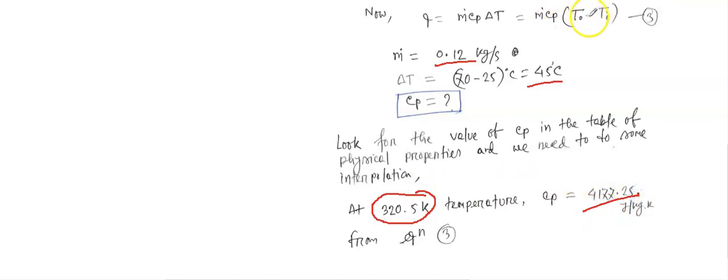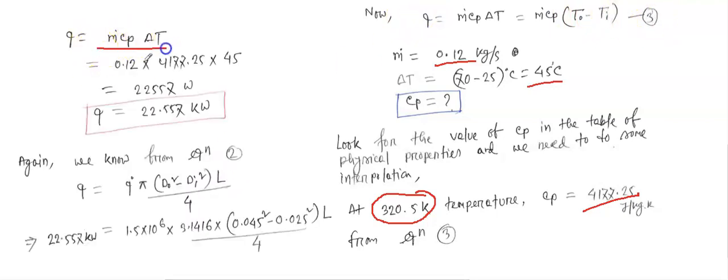So now substitute all of these values in this equation 3, and then we'll get Q. Okay, so you see here we substituted all of these values, and then we got the rate of heat transfer is 22.557 kilowatt. So that's what we got from there.